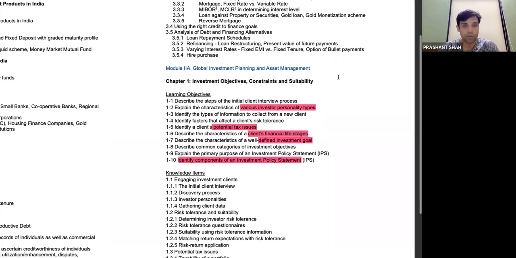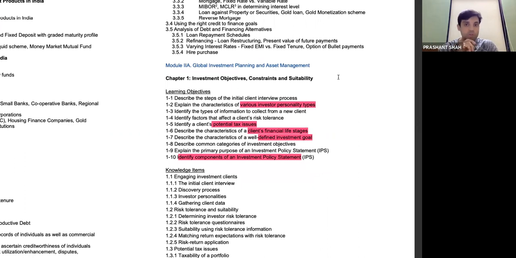Okay, so starting with the first one: investment objectives, constraints, and suitability, wherein you would be studying various investor personalities like adventurer, celebrity, guardian, and straight arrow, definitely. So there is one more. You should be studying all these personalities properly, then potential tax issues. Surprisingly, what I've heard from students in the past is that a few times they have had questions related to grandfathering. So learn that topic as well.